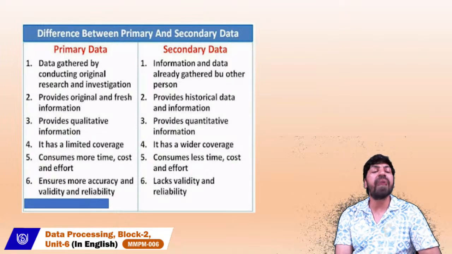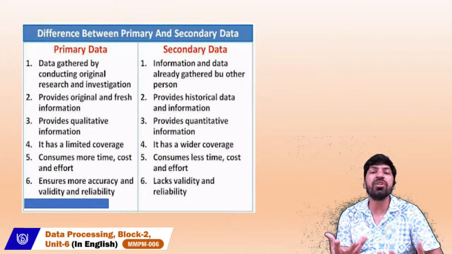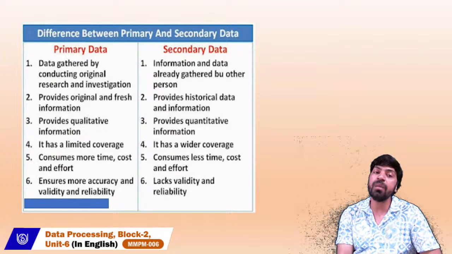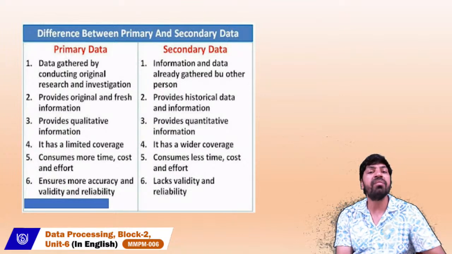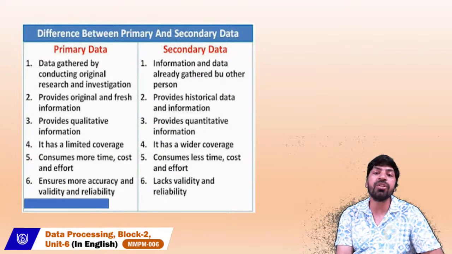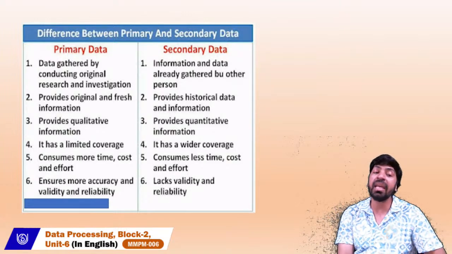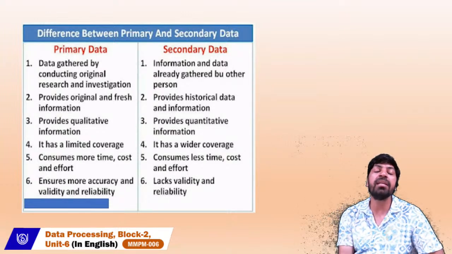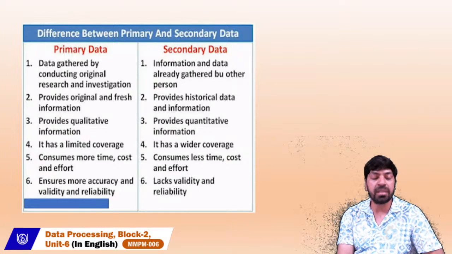Primary data always gives a researcher fresh and original information when it comes to a newly researched study. But secondary data provides historical information or data regarding any area or other research topics or titles. That becomes the secondary data.